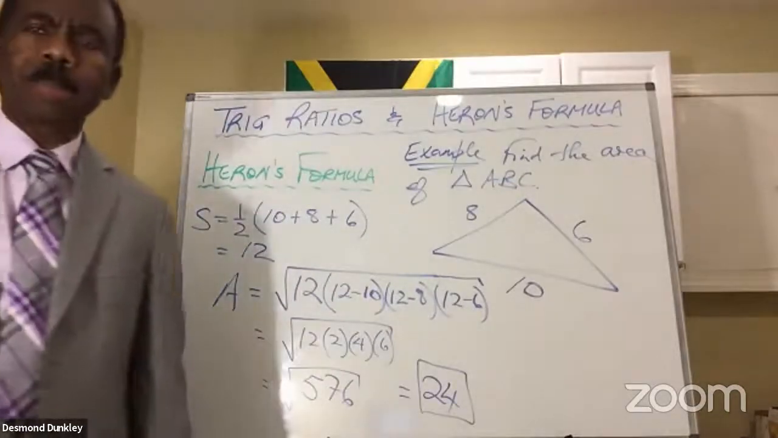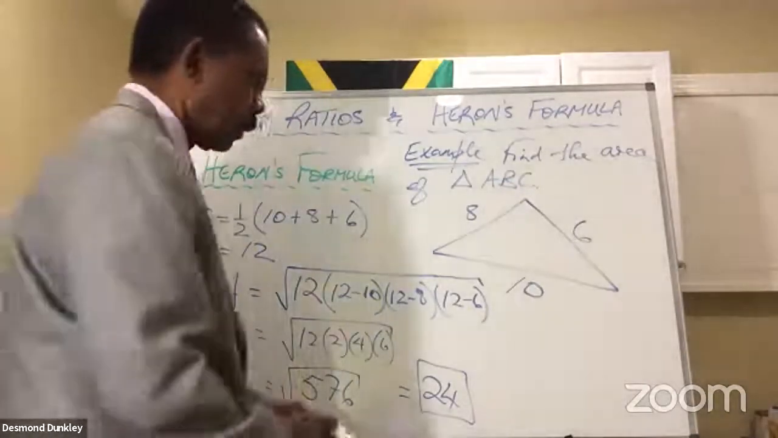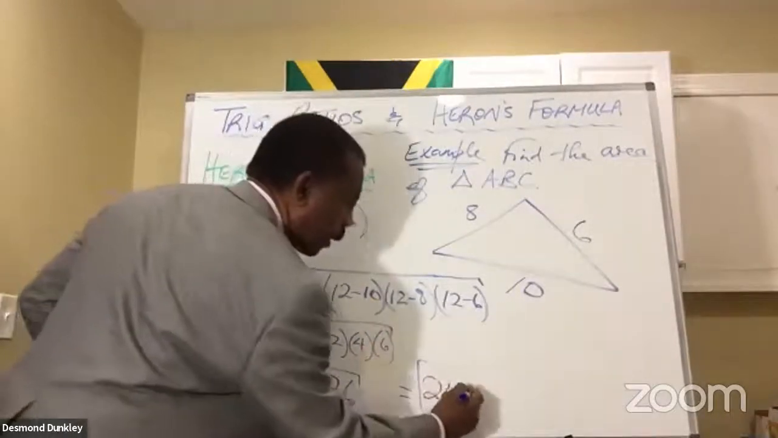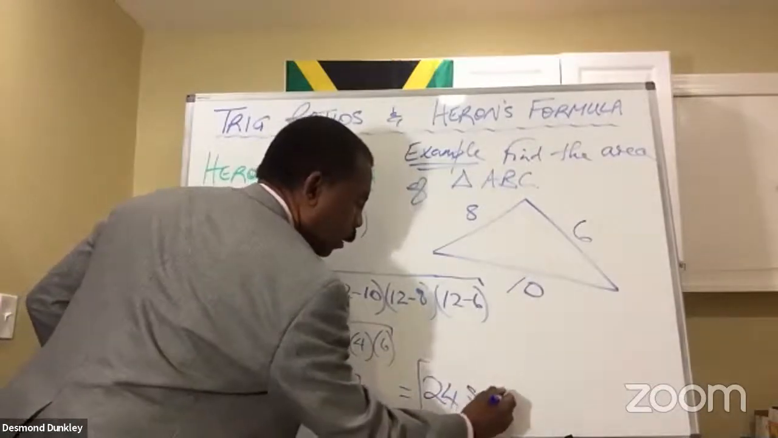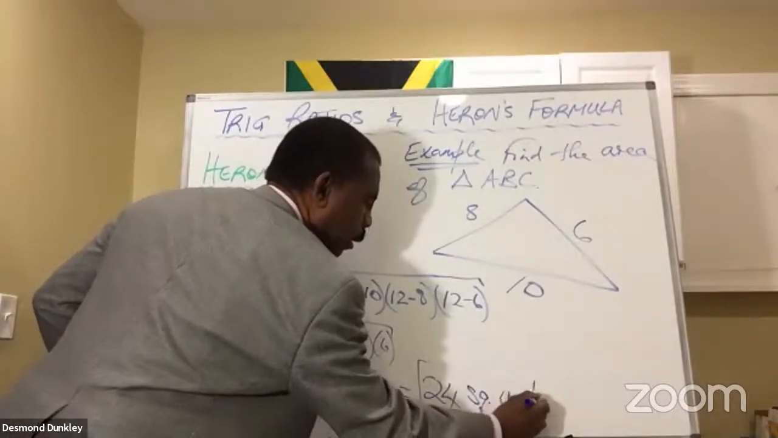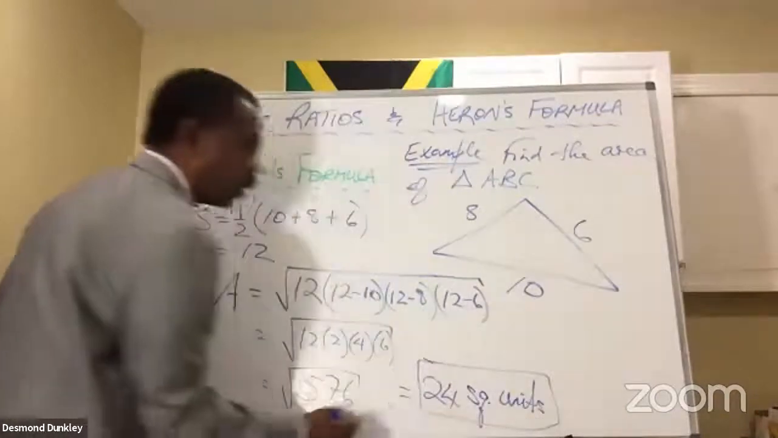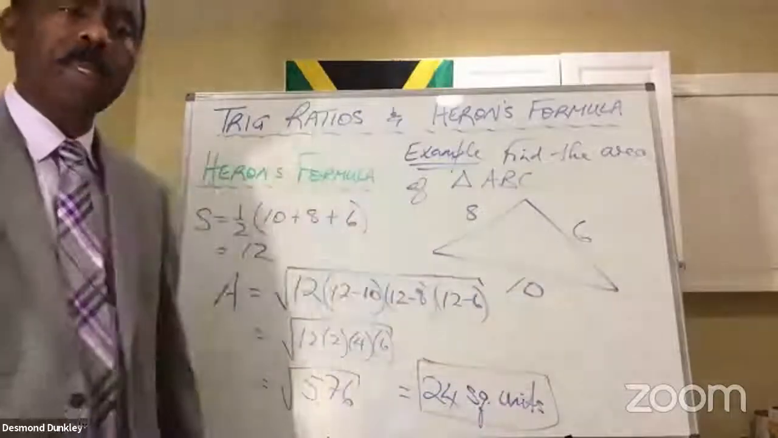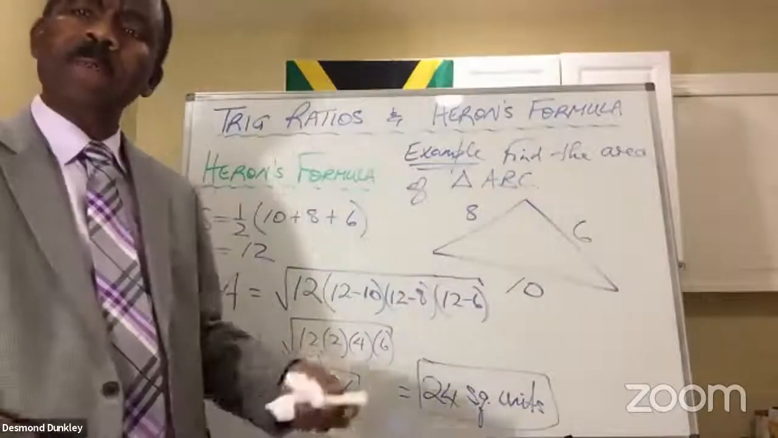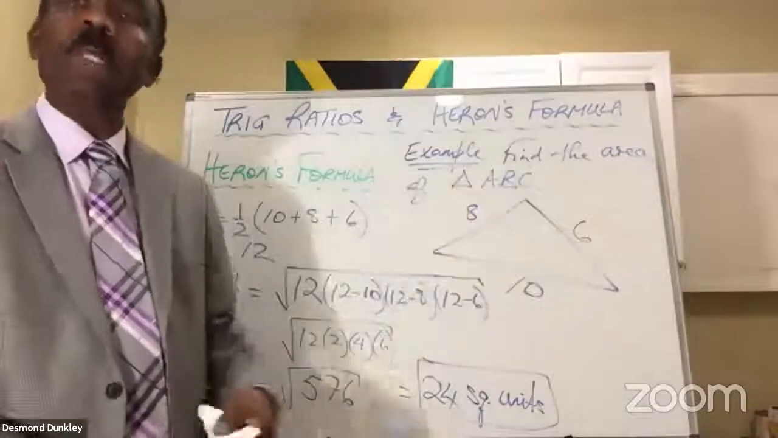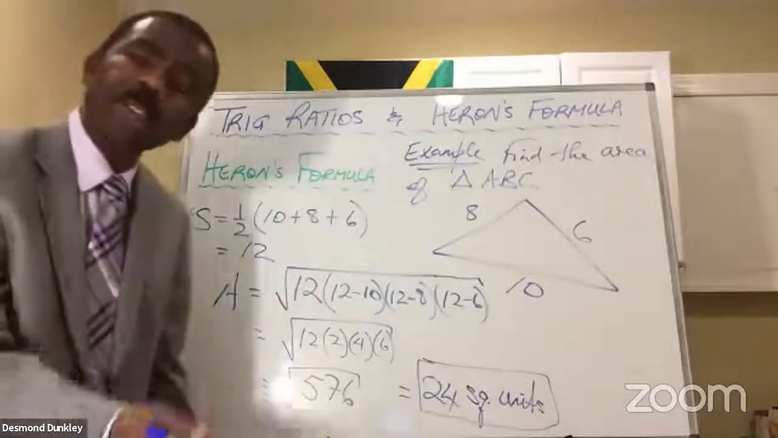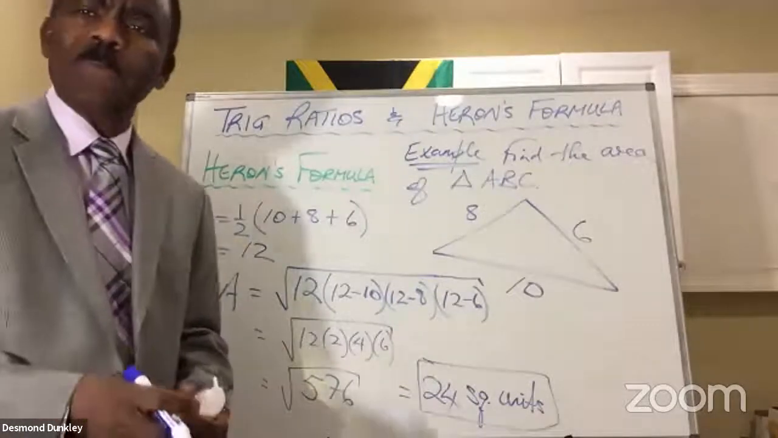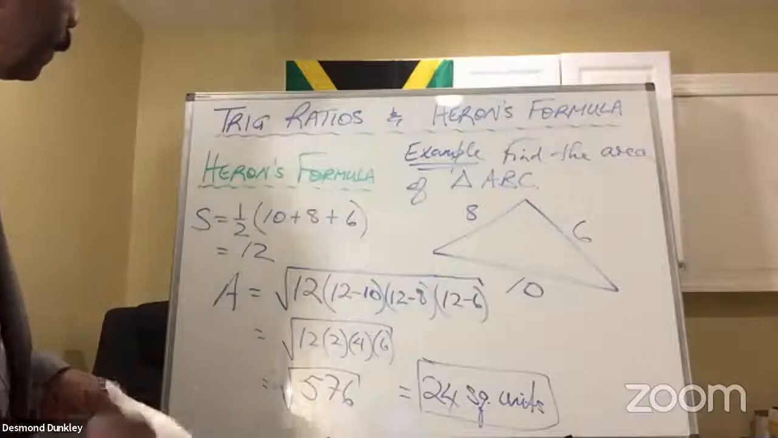Of course, the square root of this is going to be equal to 24. And of course, it would be proper to write 24 square units. So if it was centimeters, it would be 24 square centimeters or centimeters squared. If we had inches, it would be 24 square inches or 24 inches squared, whatever you want to say. If it was meters, it's 24 square meters, etc., etc. So that's the process. Let's do another one.